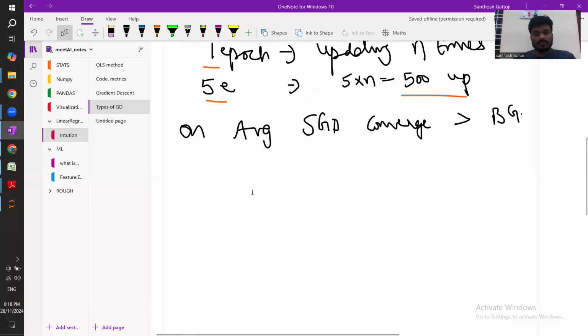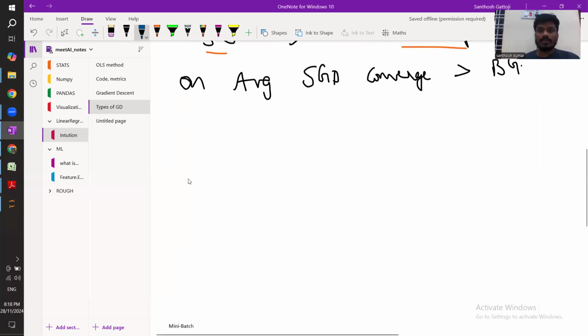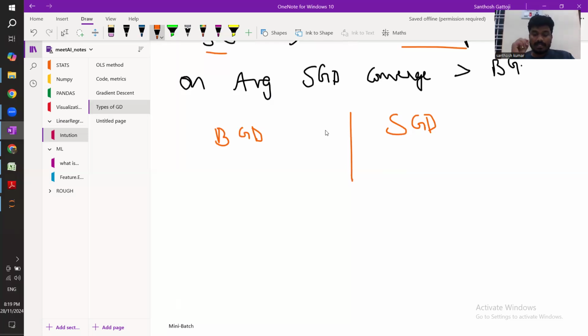Perfect, excellent question, actually. That is a very good question. So the importance of stochastic lies over here. There is one confusion people usually face. Let me take this: one is batch gradient descent, and over here you have stochastic gradient descent. The reason why we are learning stochastic gradient descent is to save time.